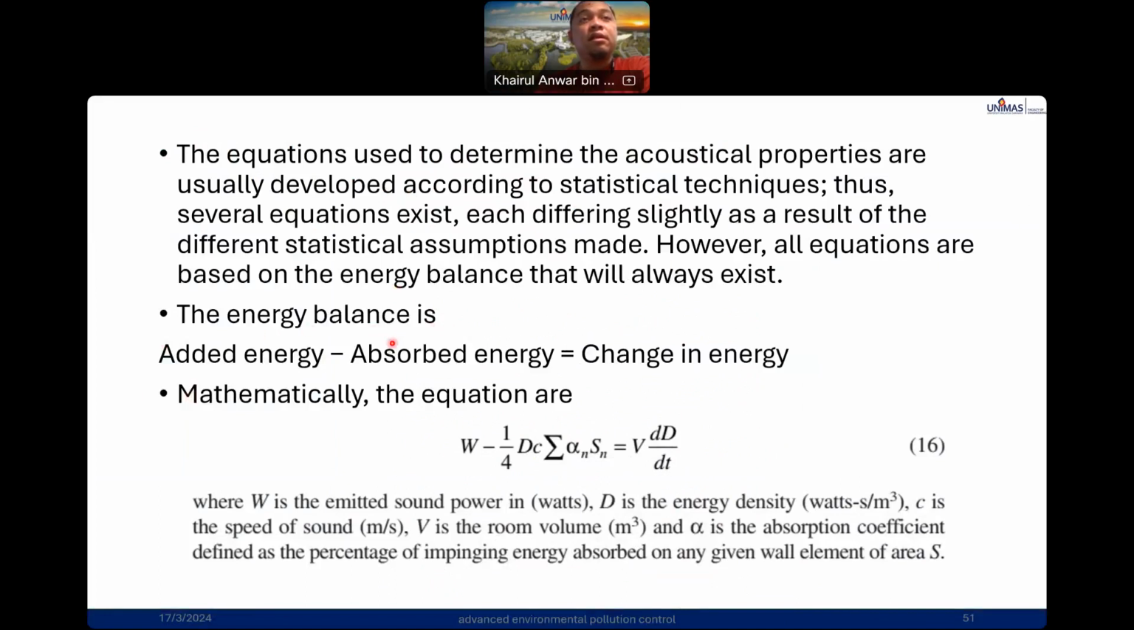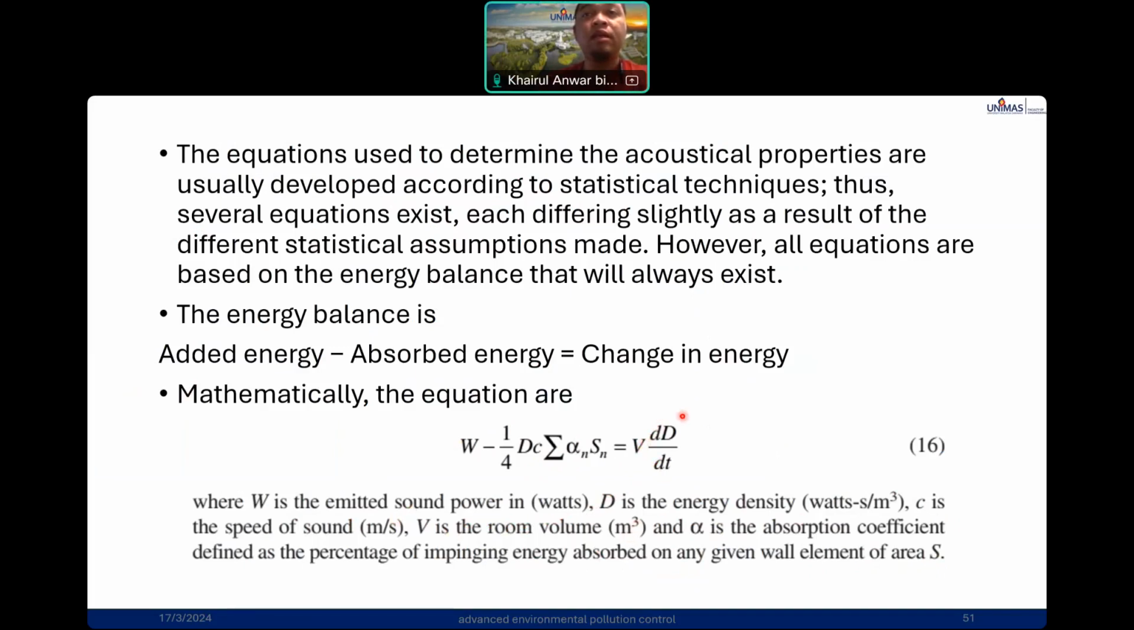The energy balance is the emitted energy minus the absorbed energy, equal to any change in energy. So mathematically, the equation is W minus 1/4 d c alpha S equals V dd/dt. D is the energy density, c is the speed of sound, alpha n is the absorption coefficient of the wall, S refers to how big the area of the wall is, W is the emitted sound power in watts, V is the volume of the room in cubic meters.